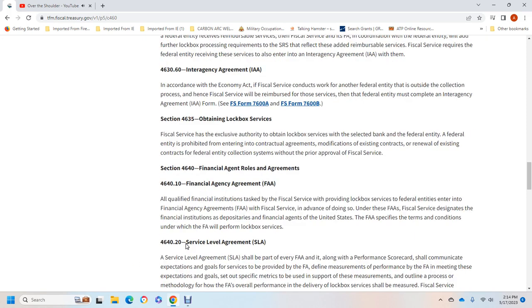4640 Financial agents' roles and agreements. Financial agency agreement: a qualified financial institution is tasked by the officials to provide lockbox service to the federal entity, sent for the financial agency agreement with the official. Under the financial agency agreement, the officials designate the financial institution depository and financial agent of the United States. The financial agency agreement specifies the terms and conditions under which the financial agent will perform the lockbox services. Service level agreement.